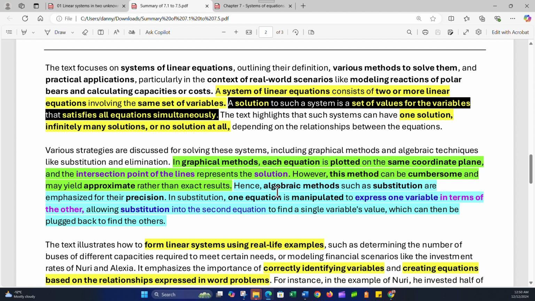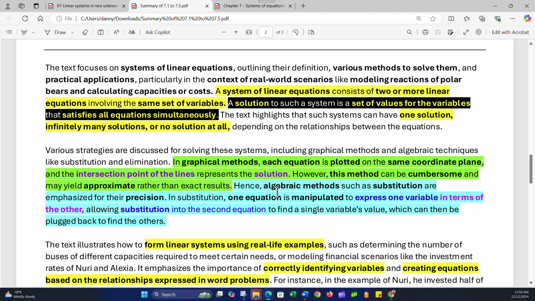Finally, we started discussing various strategies for solving these systems of linear equations, including graphical methods and algebraic methods. Algebraic methods being the substitution method and elimination. In graphing methods, each equation is plotted on the same coordinate plane, and the intersection point of those lines represents the solution. However, this method can be cumbersome and may yield approximate rather than exact values. Hence, algebraic methods are preferred, in my opinion.